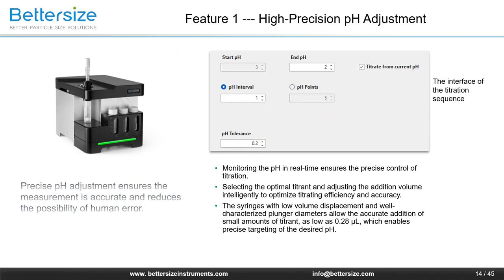During titration, the system monitors the pH in real time to ensure the precise control of titration, and the system can select the optimal titrant and adjust the addition volume intelligently to optimize titrating efficiency and accuracy. So operators can prepare 2 or 3 acid or base titrants with different concentrations to provide options for the system. The syringes with low volume displacement and well-characterized plunger diameters allow the accurate addition of small amounts of titrants, as low as 0.28 microliter, which enables precise targeting of the desired pH.